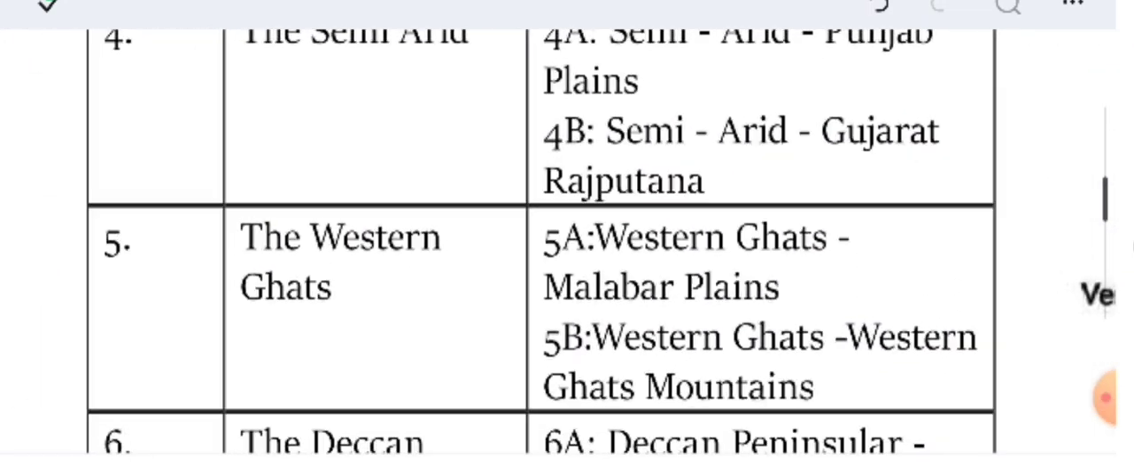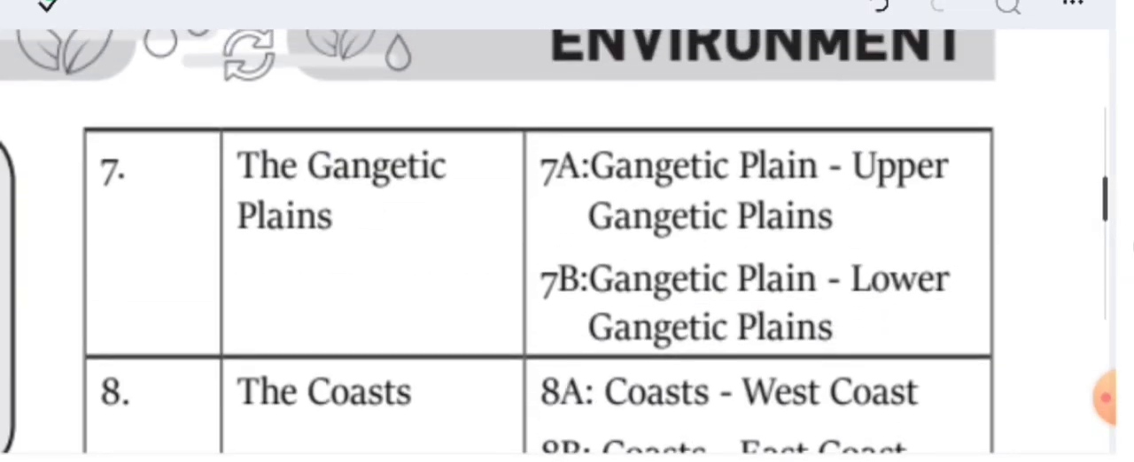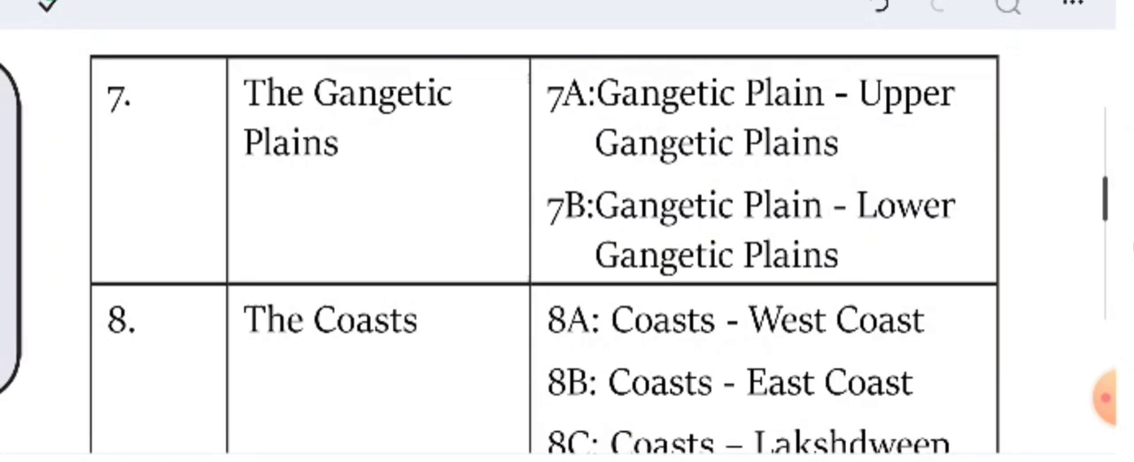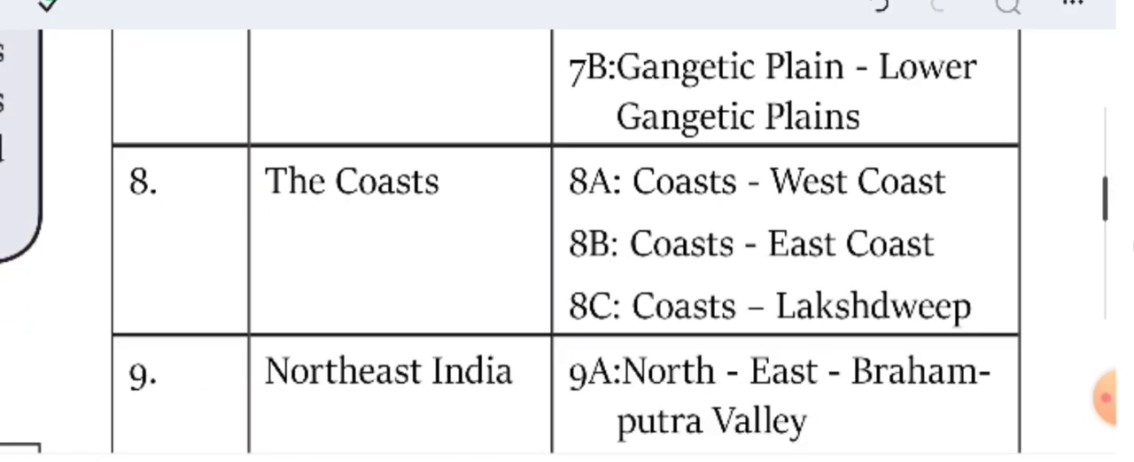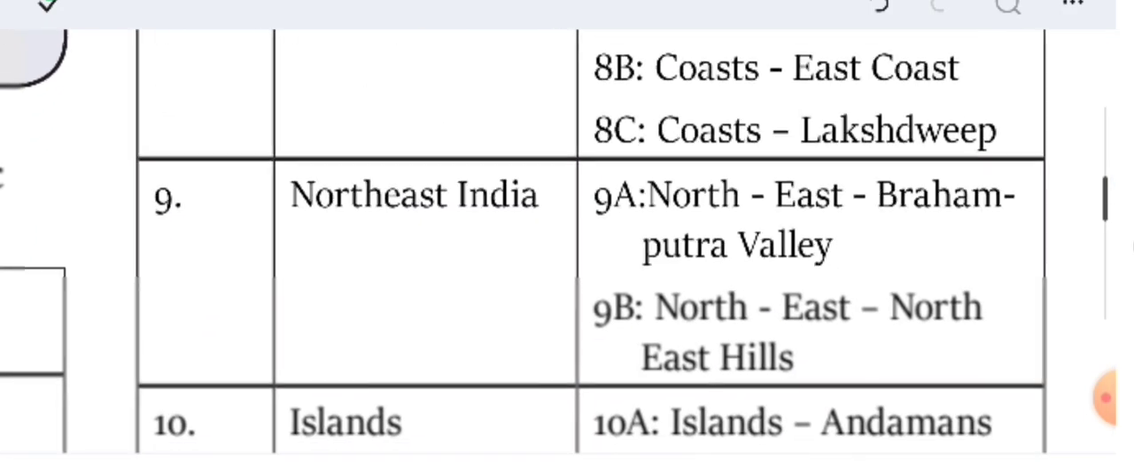Okay, so here number 6. Here is number 7, that is the Gangetic plain. Gangetic plain, upper Gangetic plain and Gangetic plain, lower Gangetic plain. The coast is west coast, east coast, Lakshadweep. Okay, so west coast, east coast and Lakshadweep.